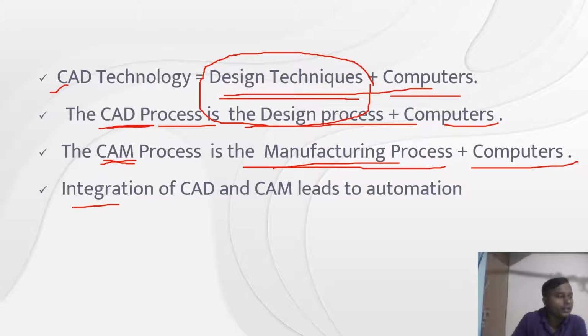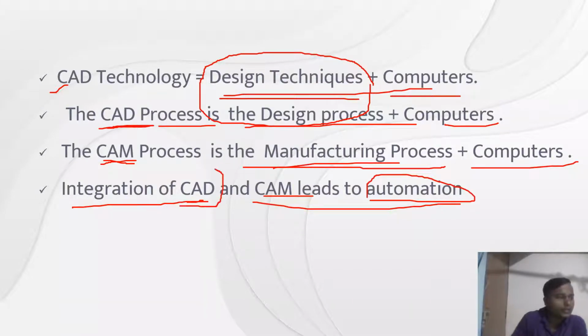Then the integration of CAD and CAM leads to automation. With the help of software and computer, we can create all process plans with the help of CAD, and manufacturing plans with the help of CAM, and this leads to automation. These are the first basic steps in the CAD.